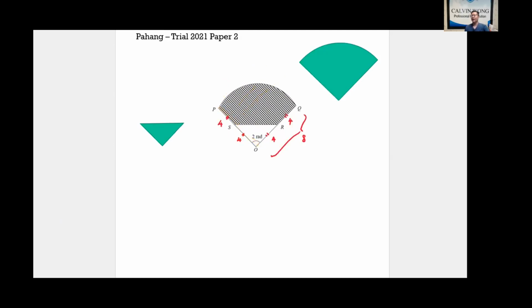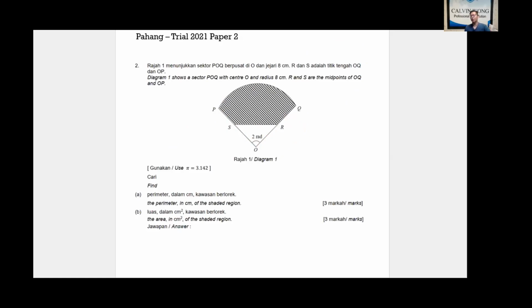Okay. So after that, we need to separate out these 2 areas. One is the sector, half r squared theta. Done. And this one is half ab sin theta. 4, 4, like this. This is 8, 8, 2. Half r squared theta, half ab sin theta. Remember, calculator mode radian. Okay, then only we start doing the question.